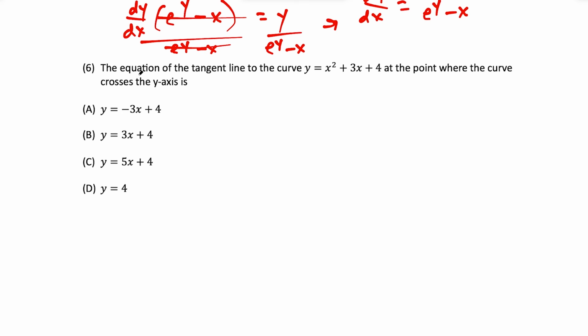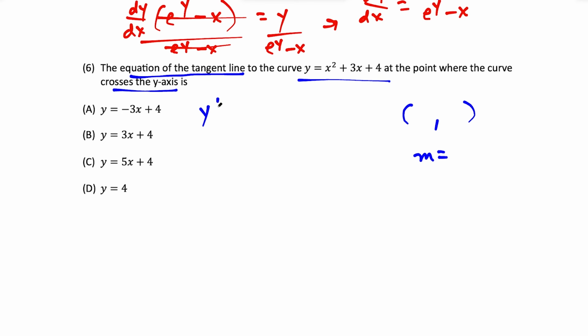Question 6, we want to know the equation of the tangent line to the curve given here at the point where the curve crosses the y-axis. So to write the equation of a tangent line, you need a point and you need a slope. So I'm just going to write the point over here like this, and then our slope we could call our m value. But in calculus, to find slope, you're going to use the derivative.